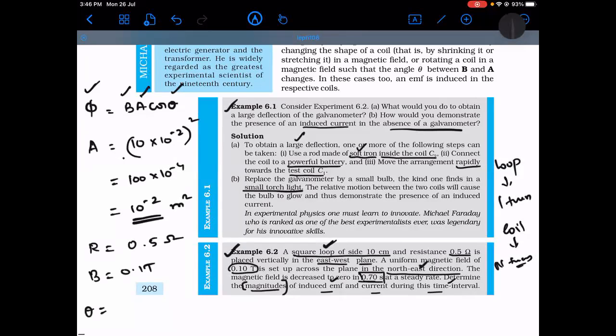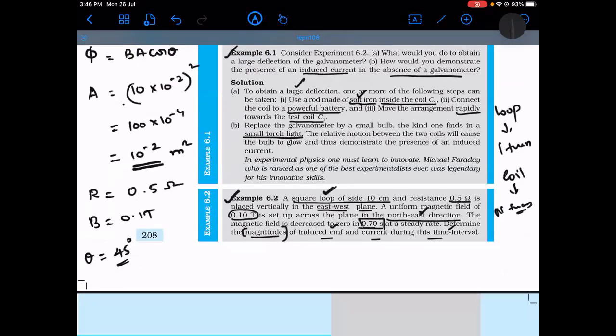Theta is equal to 45 degrees, sir. 45 degrees. You need to be careful with that. Now the magnitude of the magnetic field is decreased to 0 in 0.7 seconds. So delta T is how much? It is 0.7 seconds. So B initial is 0.1. B final is 0. Right?